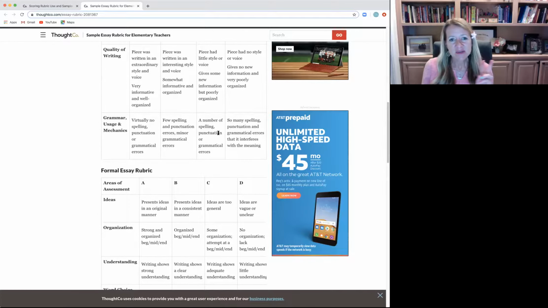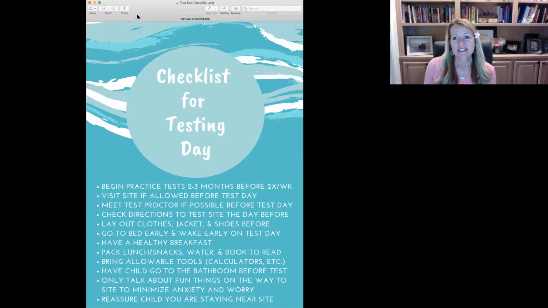The second thing I wanted to talk to you about was state testing. I have a cute little graphic that I created and I want to share it with you. This graphic is a great flyer that you can print off and share with your student. And it's just helping them to understand how to get ready for testing day.